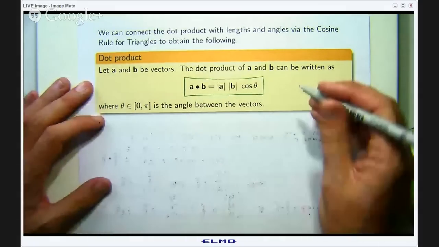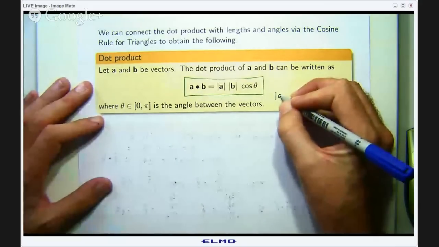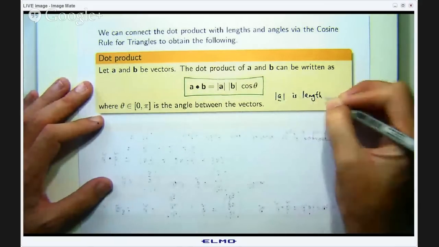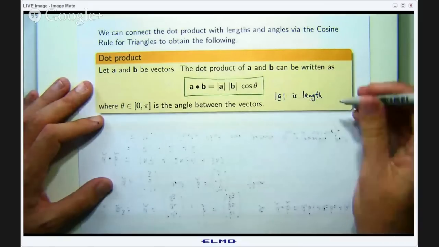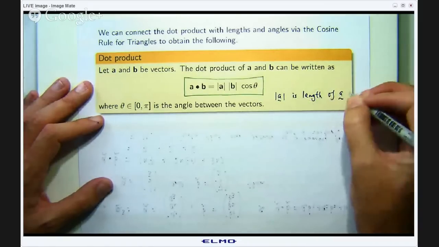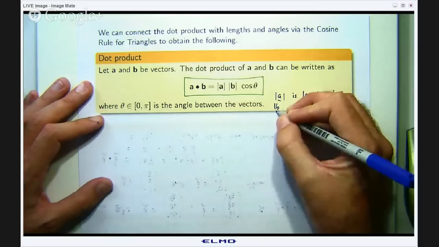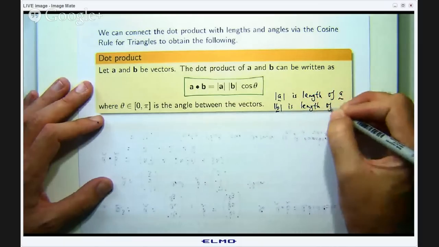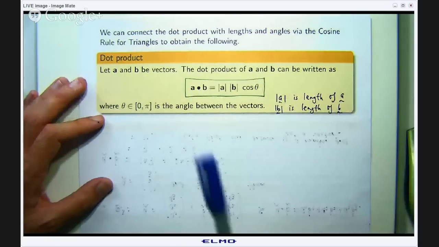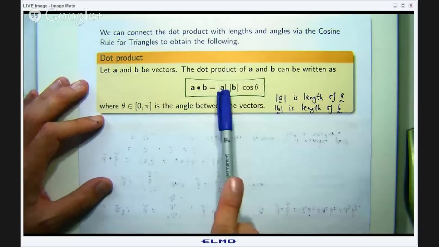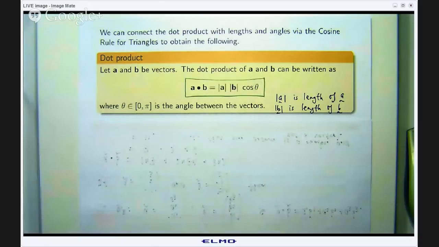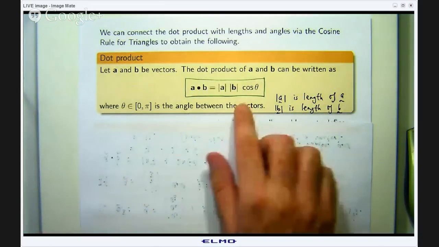So just to remind ourselves, this notation just symbolizes the length or magnitude of vector A, and the same with the other one. So the dot product, according to this, is the product of the lengths times the cosine of the angle between the two vectors. All right, so where does that come from?